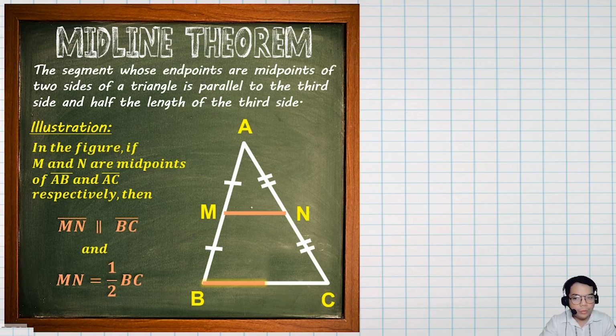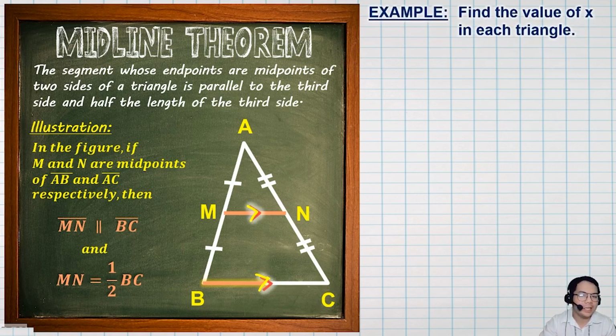So, kapag nagkaroon ka ng midline created from the midpoints of two sides of the triangle, first, that midline will be parallel to the third side of the triangle. At the same time, the measurement of that midline is half the measurement of the third side of the triangle. Para mas maintindihan natin yung idea na yan, let's have this given example.